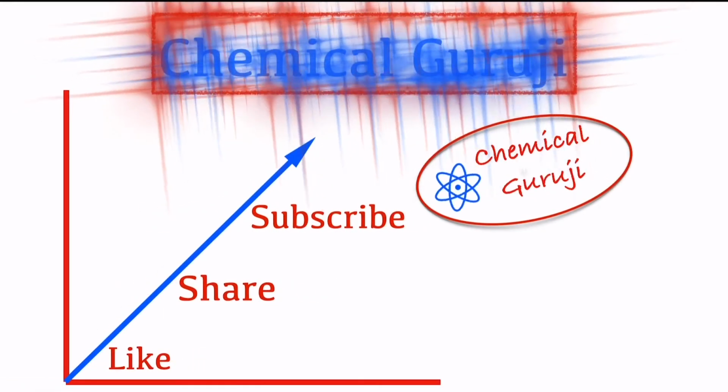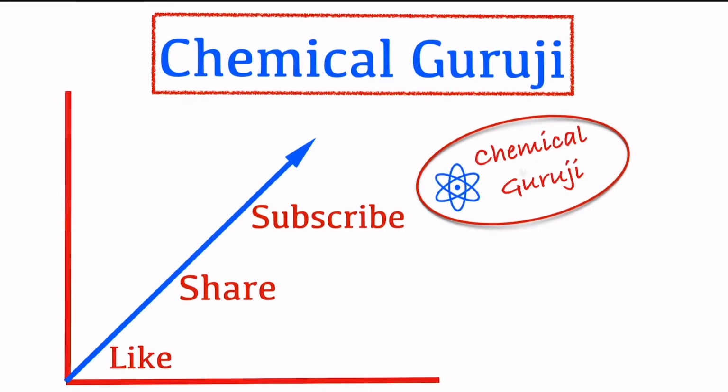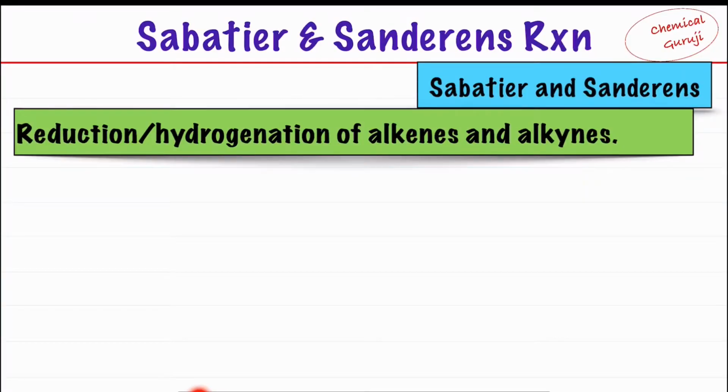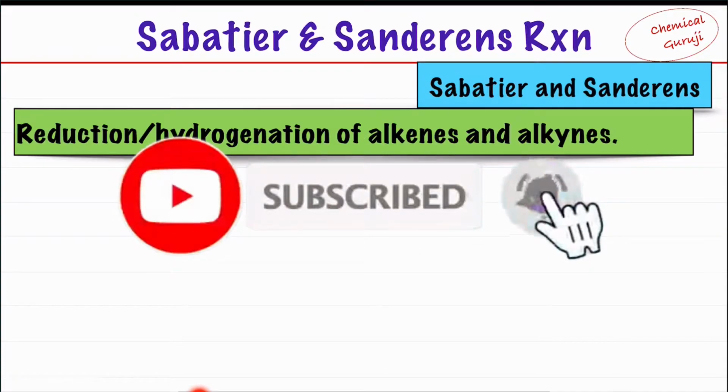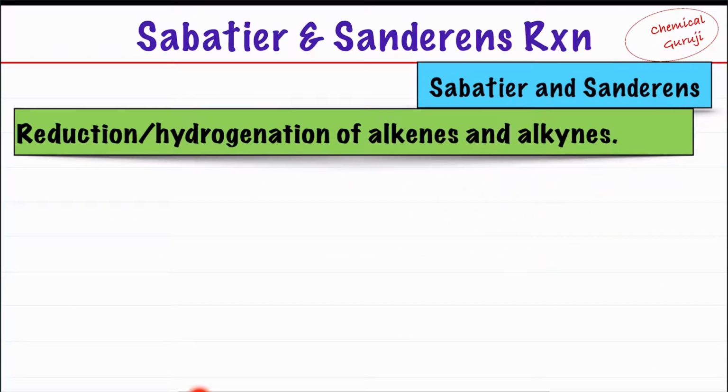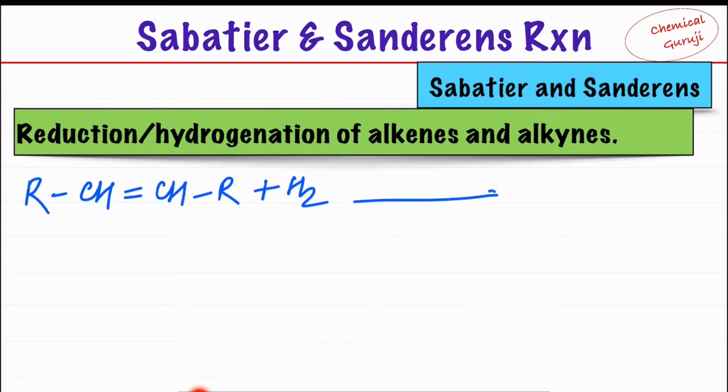Today we are going to discuss the Sabatier and Sanderens reaction. In this reaction, we are going to discuss the reduction or hydrogenation of unsaturated hydrocarbons, for example alkenes and alkynes, in the presence of hydrogen and catalysts. So this is an alkene, and the alkene is getting reduced in the presence of hydrogen and catalyst, and it will give an alkane.